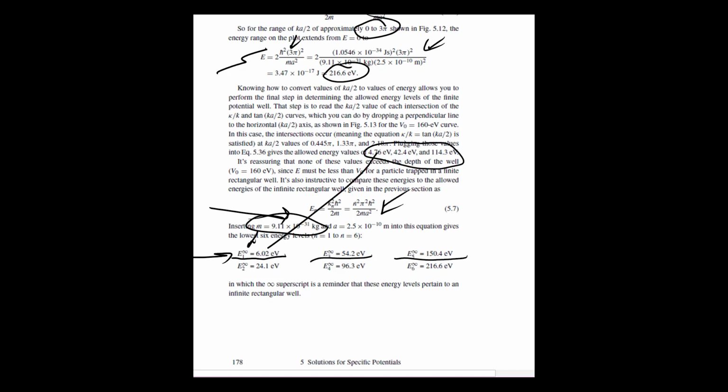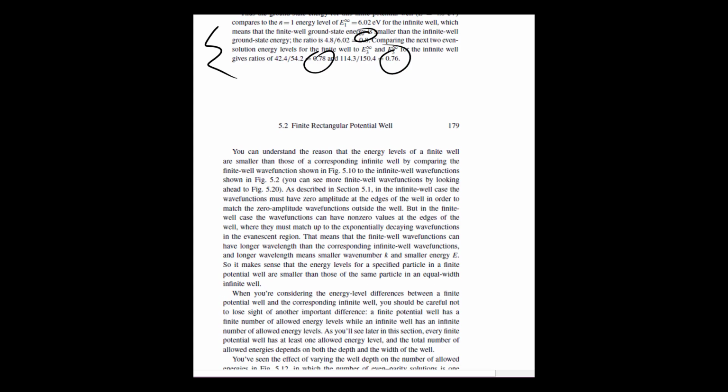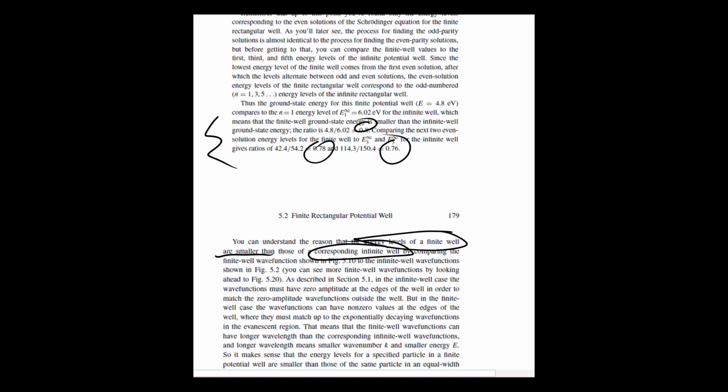And what we find is in each case, the finite well has slightly smaller energies. If you take the ratios of those, they range from about 0.8 to about 0.76 for those three values. So why should the energy levels of the finite well be smaller than those of the corresponding infinite well? I think the best way to think about that is to look at the wave functions.